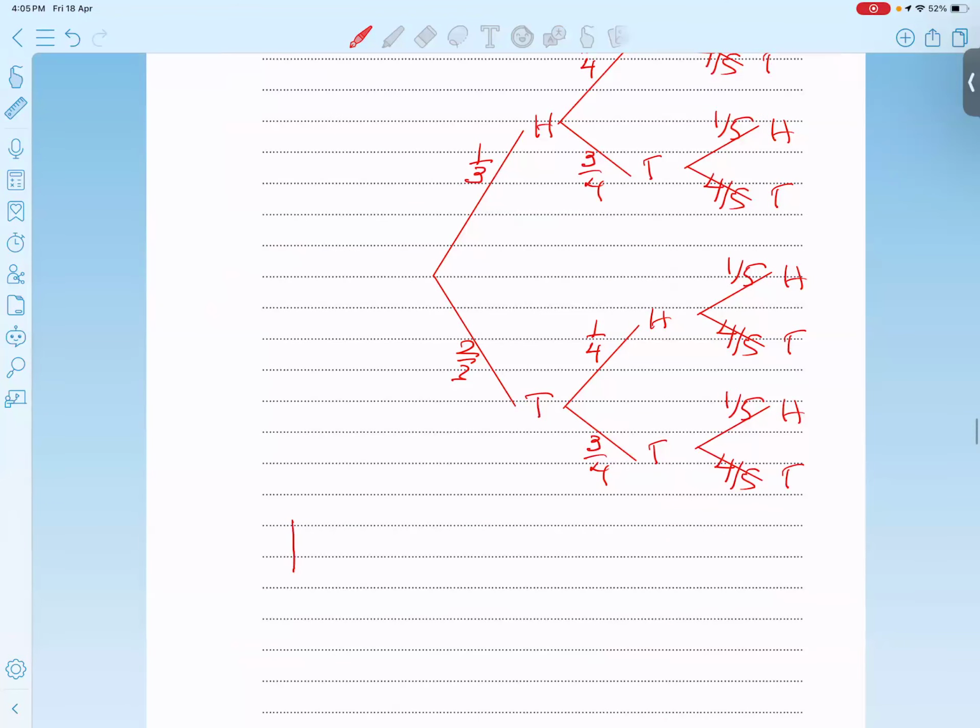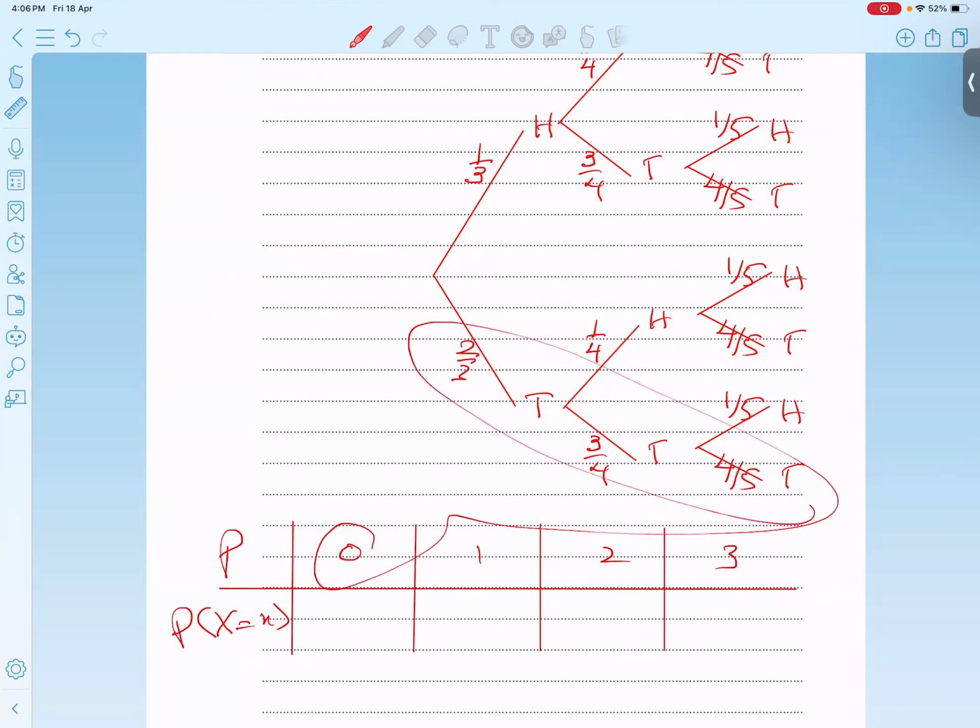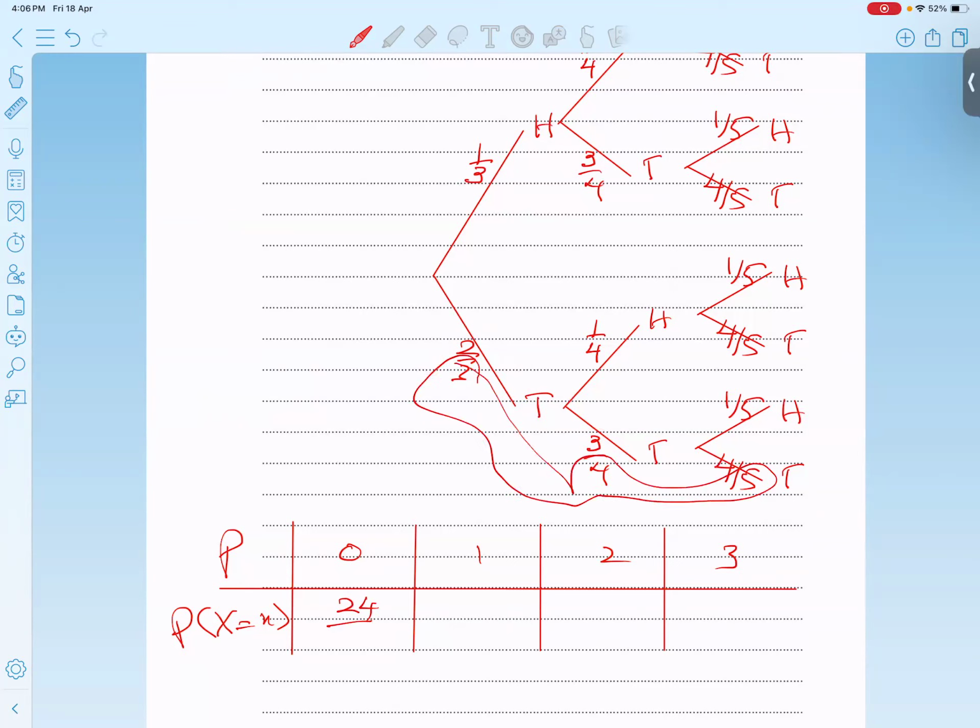I'm going to make a table, and let's see what kind of values we may have. So here I'm writing probability of X. First option 0, next option 1, next option 2, and the last option 3. Logically, 0 heads means all tails. For 0 heads, 2 3s are 6, 6 4s are 24, and 3 5s are 15, 4s are 20 in the 60. So we get 60 in the denominator, 24/60. Okay, that means 0 heads.